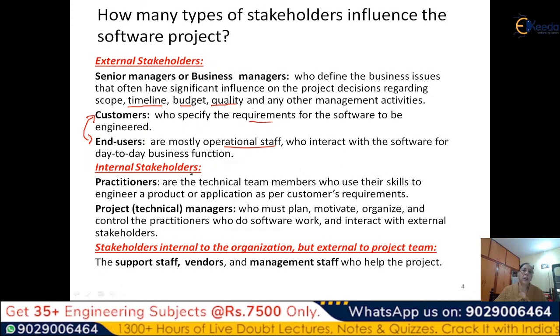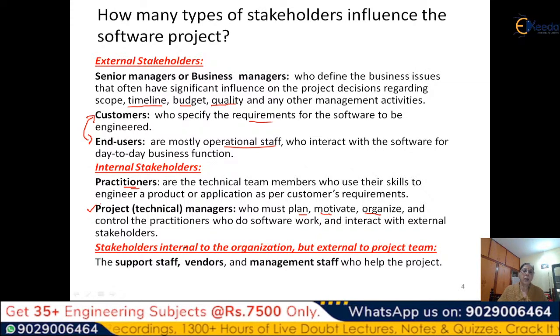So then you have the internal stakeholders who are the practitioners. That is nothing but the technical team members. Like all of you will go and join the software engineering firms. So you will become part of a technical team. So you will become practitioners because you are practicing software engineering. And then you will have technical managers. You will have a manager or a project lead in your projects, and they will be doing most of the planning, and they will be motivating, organizing, communication, controlling. So these kinds of things they will do.